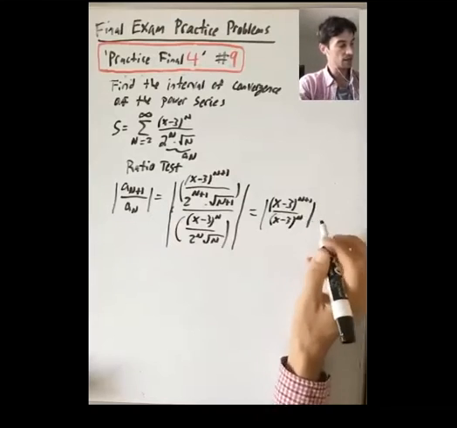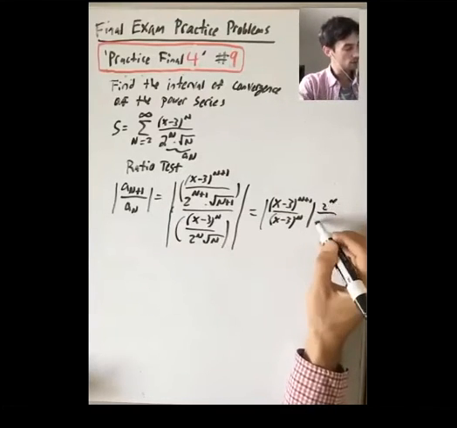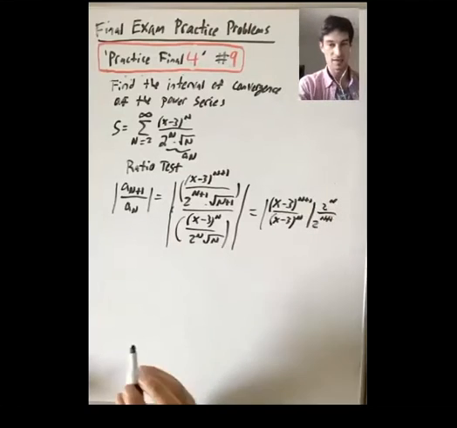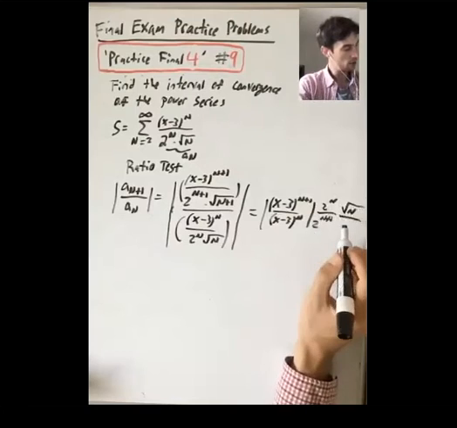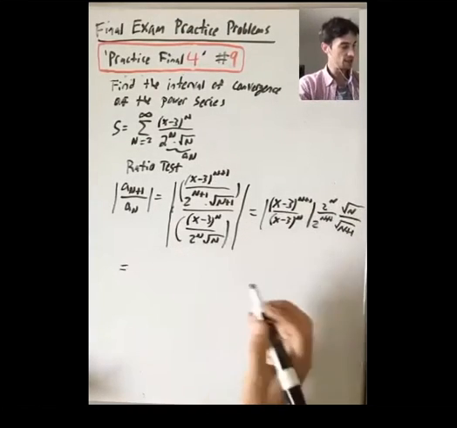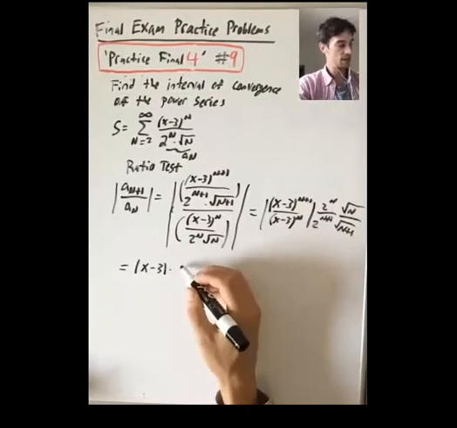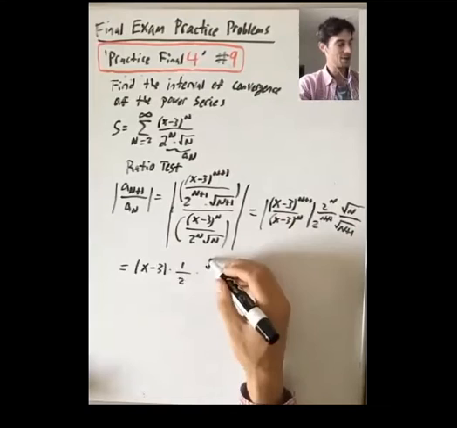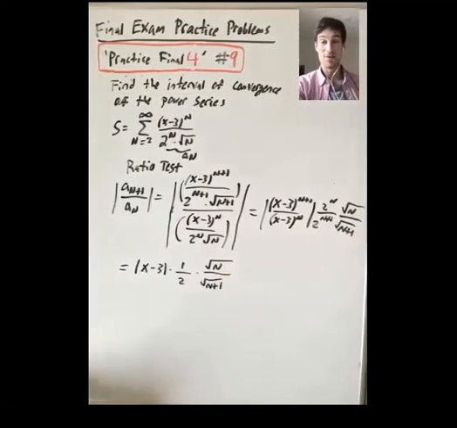Okay, there's a lot of cancellation here. And then what we get is 2 to the n over 2 to the n plus 1, a lot of cancellation here. And then we get the square root of n over the square root of n plus 1. You can write this way more nicely. This is the absolute value of x minus 3 times 1/2 times the square root of n over the square root of n plus 1. This is very similar to a problem that we did earlier.